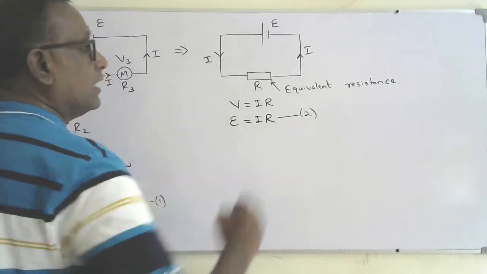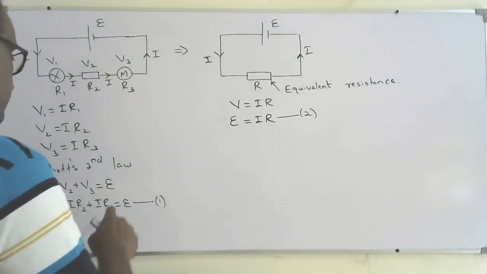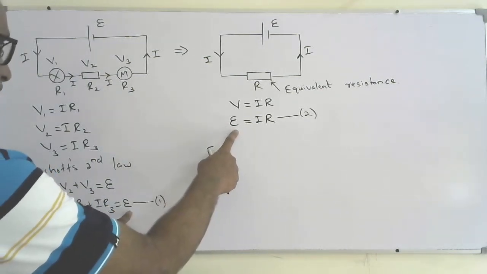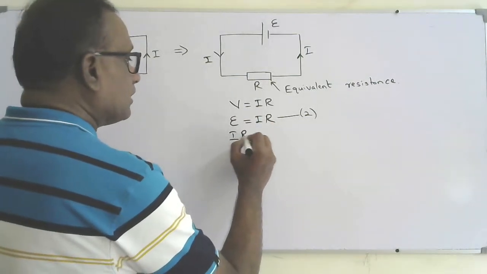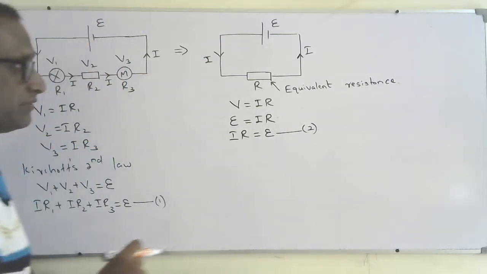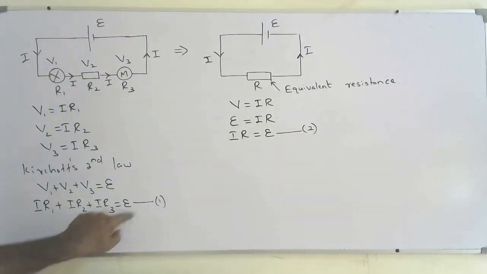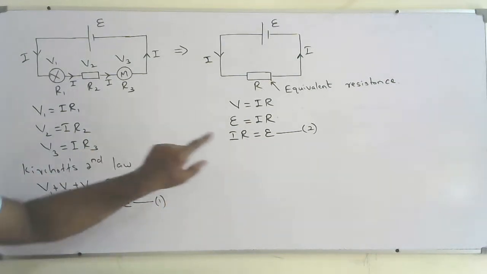Second equation. Now compare these two equations. Both equations have EMF, and these two are the same. I can write it the other way if you want: EMF is IR, equal to E. I'll take this as equation 2. So when you consider these two equations, EMF is the same. Right-hand side the same means left-hand side should be the same.